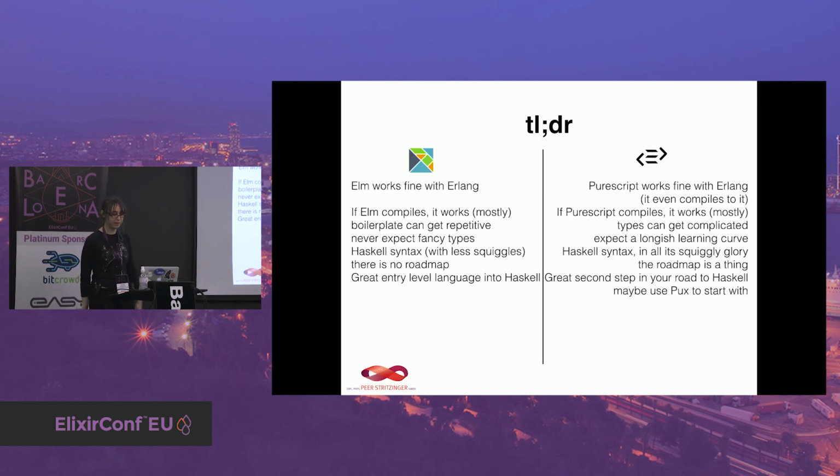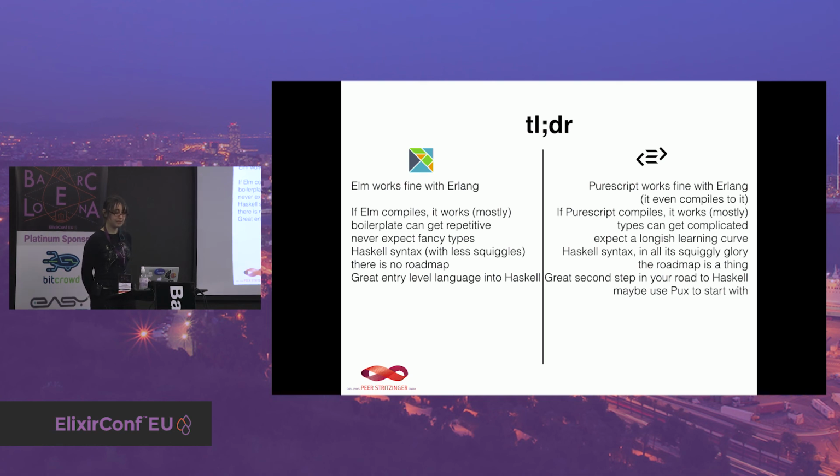So a nice comparison at the end. Elm works fine with Erlang. Purescript too. It even compiles to Erlang. And if it compiles, it works, and Purescript the same. And in Elm, boilerplate gets repetitive. You have to write the same thing quite a lot. And in Purescript, you don't really have that, but the types can get complicated. Also, you should never expect advanced types in Elm. They probably will never put them in. And you should expect a longish learning curve in Purescript.